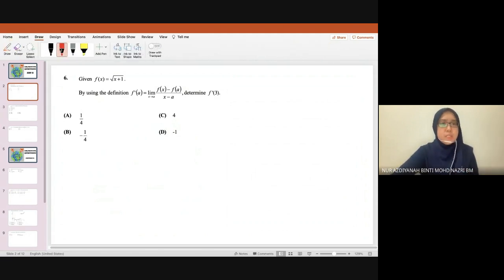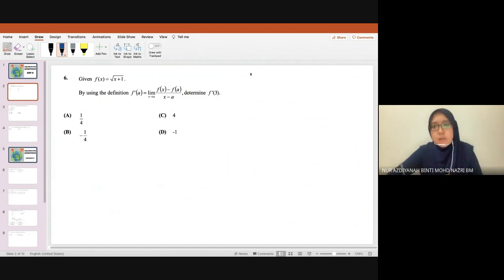For question number 6 here, we are given the function f(x), and it says, by using the definition, determine f prime 3. So here's the thing. We are doing an objective question now, right? So even though the question says we need to use the definition, do we really have to do that? Not really, because we don't need to show workings. So you can just ignore the definition and do the quicker way.